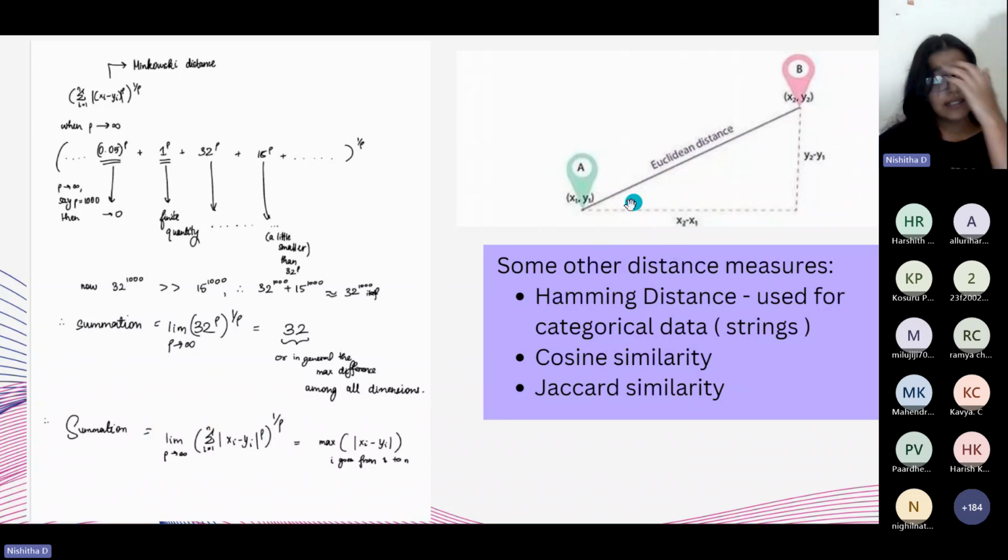So you can see this is how the Euclidean distance looks. And this is how the Manhattan distance looks. This plus this. That's it. So that was about the distance metrics.